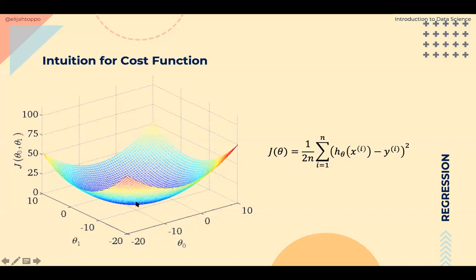Only at one particular value of theta 0 and theta 1, we will have the minimum cost. And our hope is that if we find that place which has the minimum cost, we would find the right values of theta 0 and theta 1. And with the right values of theta 0 and theta 1, it would fit our model the best.